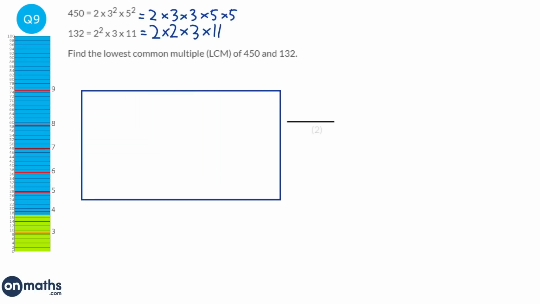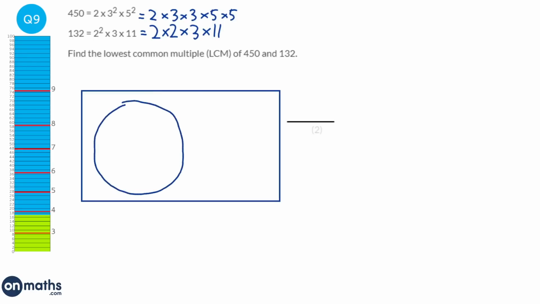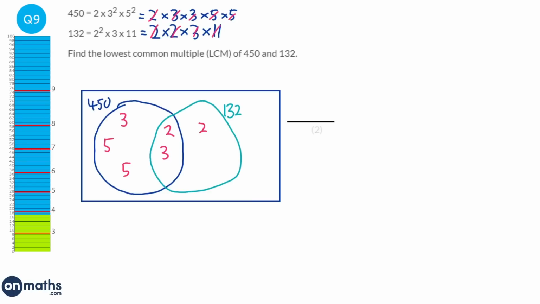I'm just going to draw out a Venn diagram and get my two circles, because we're going to have the 450 and the 132. So 450 is on the left hand side and 132 is on the right hand side. And we're going to start filling out the Venn diagram. So they both have a 2 and they both have a 3, but 450 has a 3, a 5 and a 5. And 132 has that 2 and the 11.